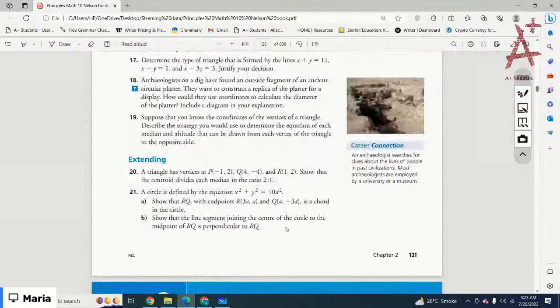Okay, let's just do question number 21. A circle is defined by the equation x squared plus y squared equals 10a squared. Show that the QR with endpoints 3a, a and a, negative 3a is a chord in the circle. Show that the line segment joining the center of the circle to the midpoint of RQ is perpendicular to RQ.